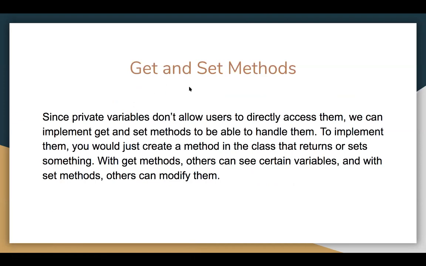Get and set methods. Since private variables don't allow users to directly access them, we can implement get and set methods to be able to handle them. To implement them, you would just create a method in the class that returns or sets something. It sets mainly private variables, but you can use it with any other variable as well. With get methods, others can see certain variables, and with set methods, others can modify them.